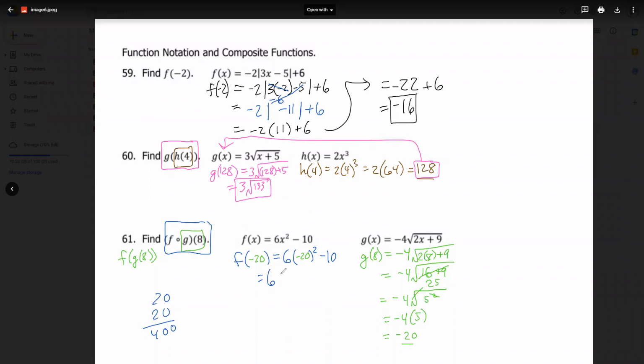All right, so 6 times 400 minus 10. 6 times 4 is 24, so 2,400. Yeah, that sounds right. Minus 10. If I take 10 away from 2,400, I'll be left with 2,390. That's the answer I'm banking on for now.